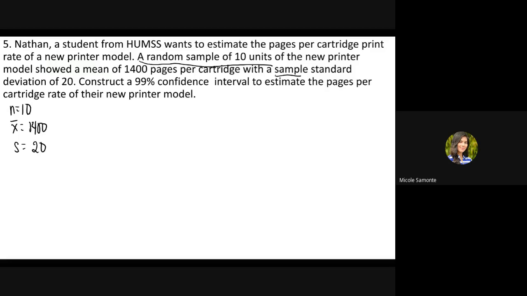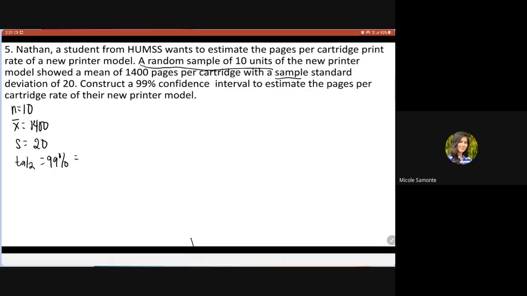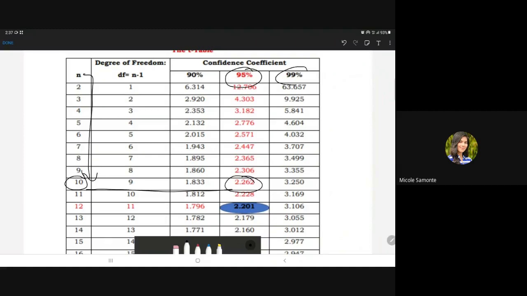So ang gagamitin natin ngayon ay t-test kasi less than 30 yung ating N. Tapos, wala tayong population standard deviation. Ang meron lamang tayo ay sample standard deviation which is 20. So tingnan natin ang katumbas niyan sa 99% sa t-test. So ito yung 99%. So ang katumbas niya ay 3.250 kasi 10 yung sample niya eh. So we have now 3.250.